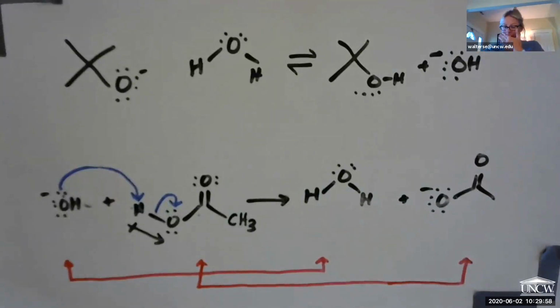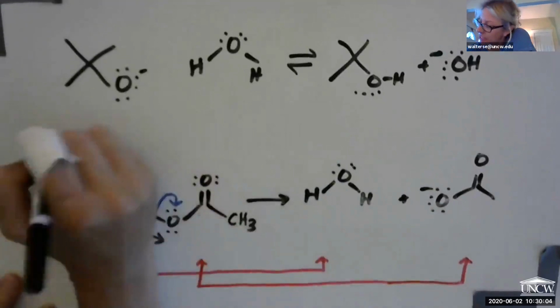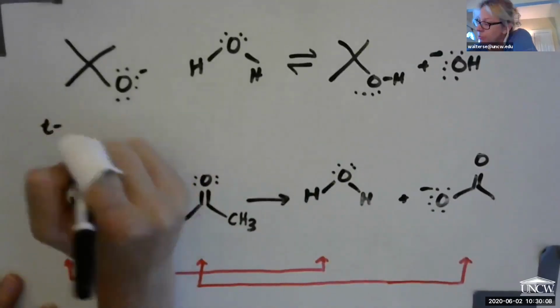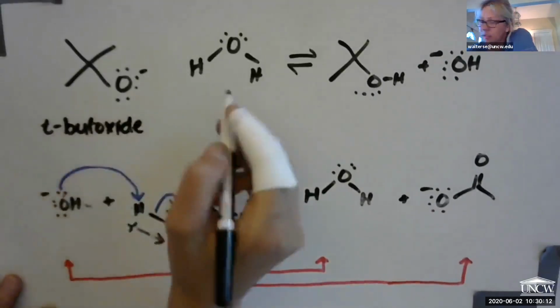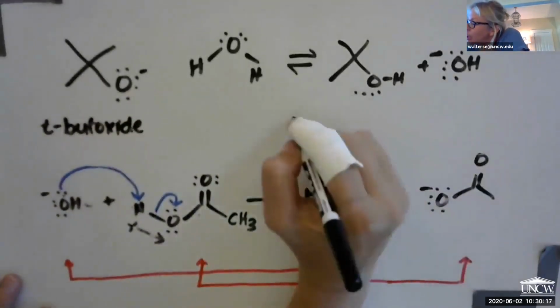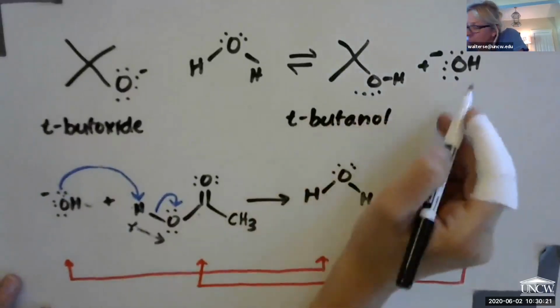Okay, so just so that you know some of the names of these things, this is called tertiary, I'm just gonna abbreviate with a T, tertiary butoxide. You know that's water. This is called tertiary butanol and hydroxide.